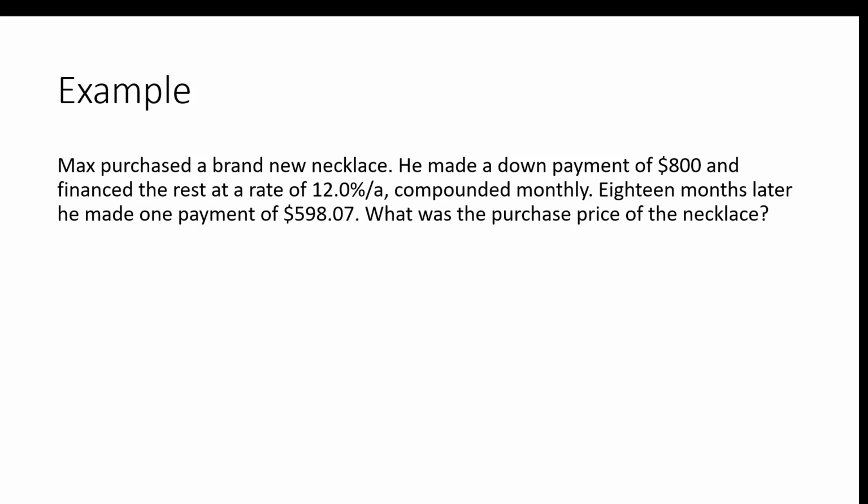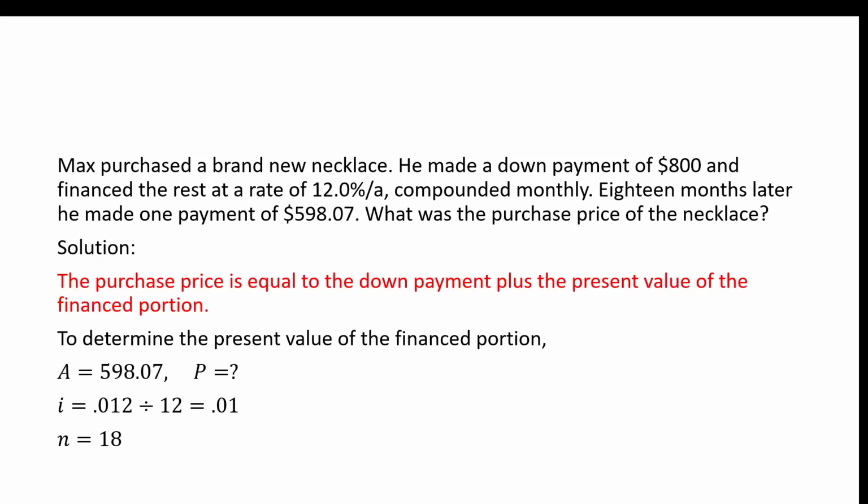Now let's try this question. Max purchases a brand new necklace. He makes a down payment of $800 and finances the rest at a rate of 12% per annum compounded monthly. 18 months later, he makes one payment of $598.07. He'd like to know what was the purchase price of that necklace. So the purchase price is equal to the down payment plus the present value of the financed portion.